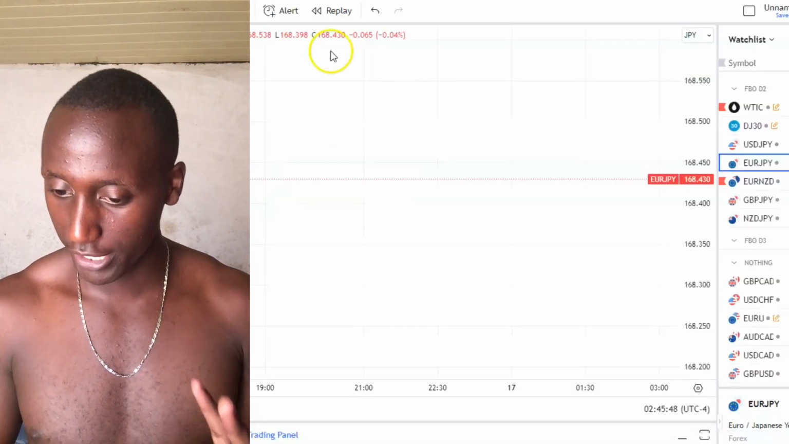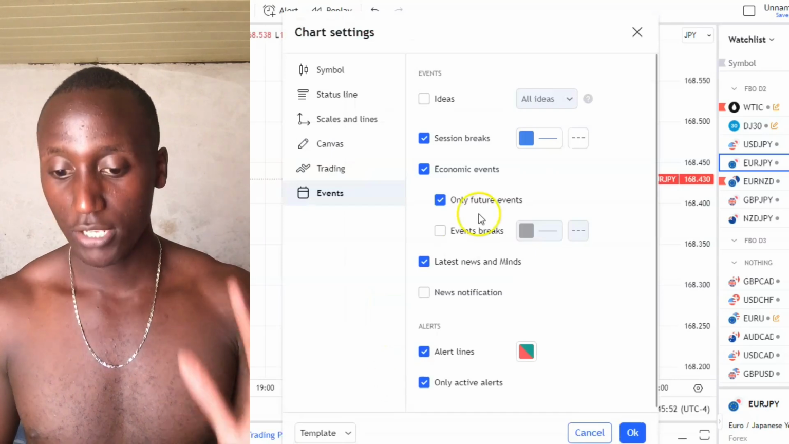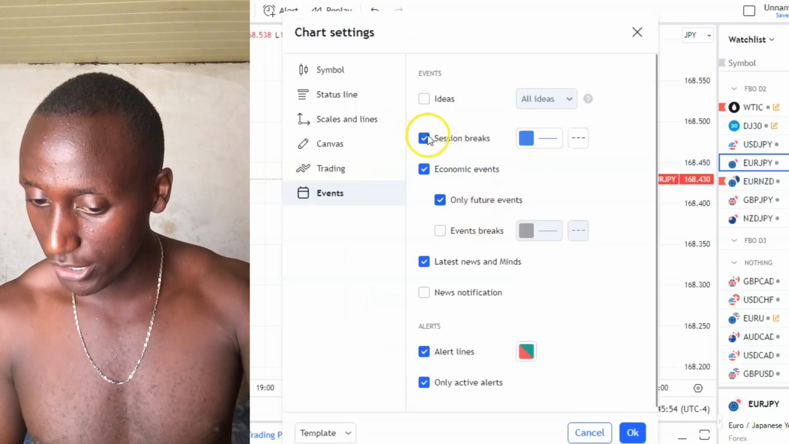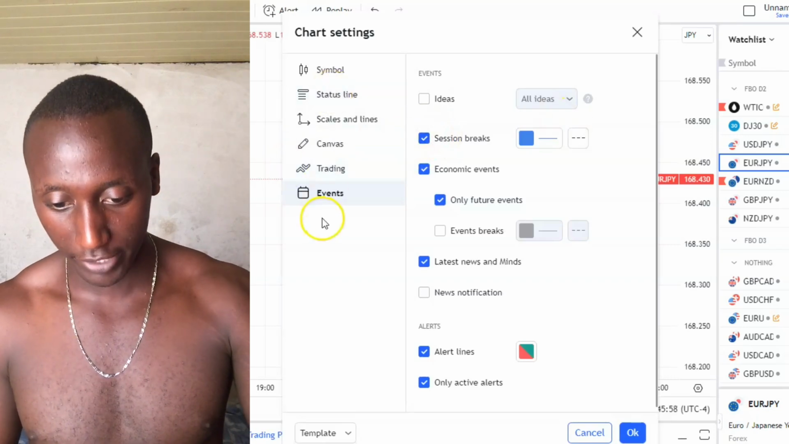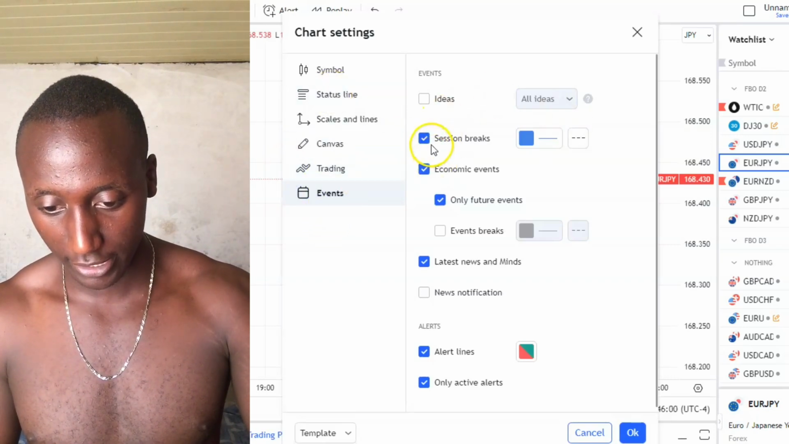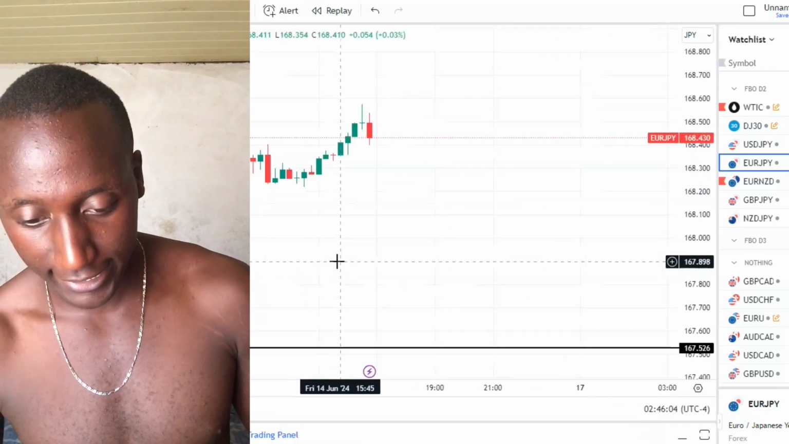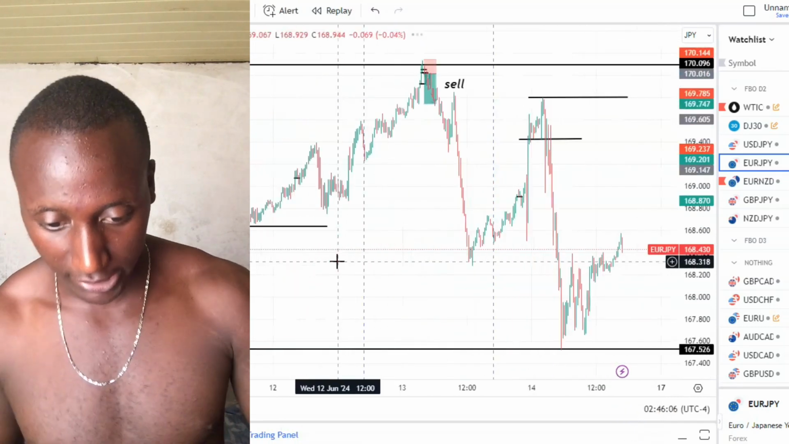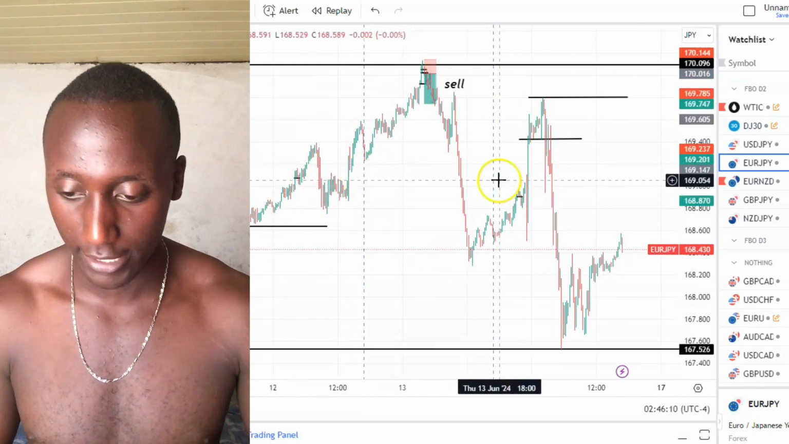Now, if you go to TradingView, we have some settings that we need to adjust. Step 1 is we need to check the session breaks. So go to events and then check session breaks. What this does is it shows you the day separator. So you see on my chart, I have these lines. These lines are the day separators.